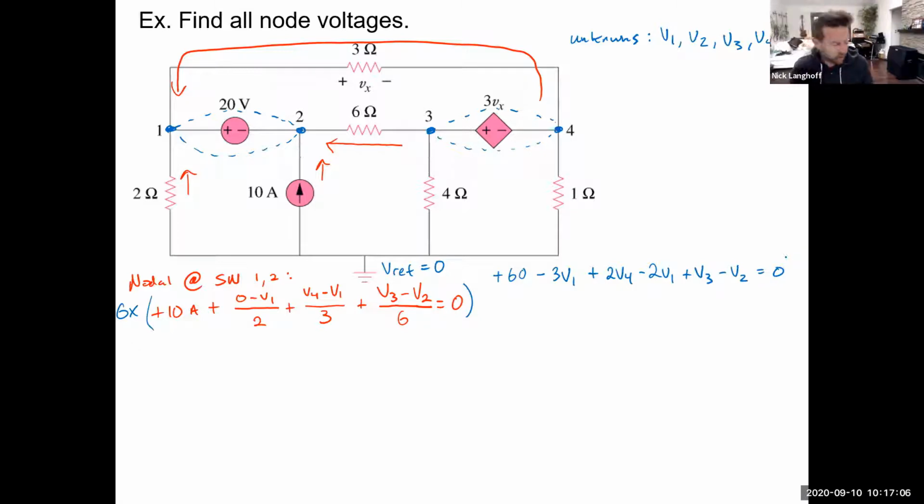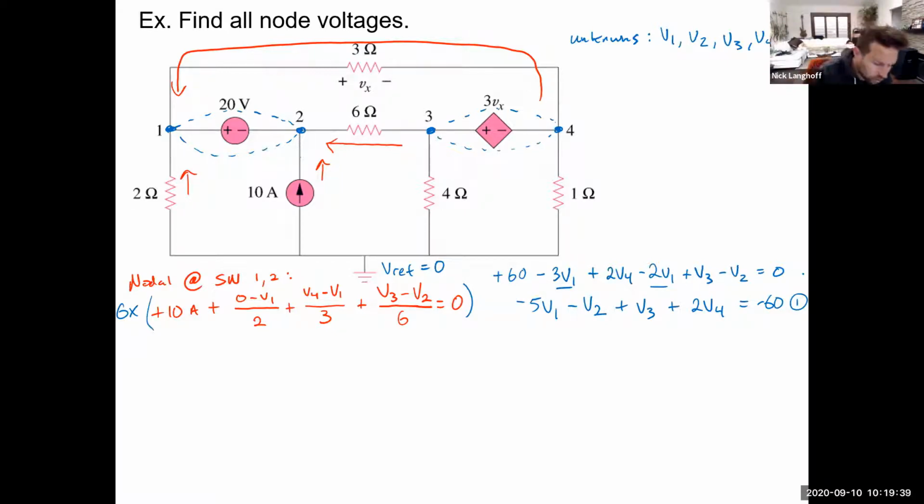Now if we just collect terms and move the constants over to the other side, we'll get a minus 5V1, those are those terms right there, minus V2, plus V3, and plus 2V4, is all equal to negative 60. And that's our equation 1, because we've moved that over to the other side.